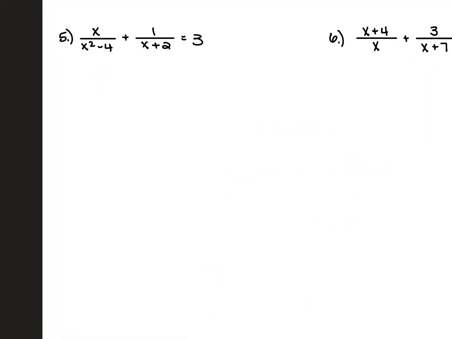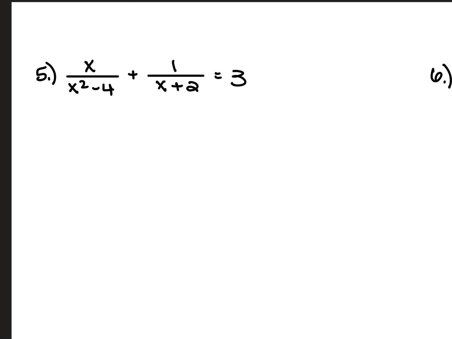If we look at number 5, we have x over x squared minus 4 plus 1 over x plus 2 is equal to 3. Now with this one, it's a little bit more difficult than the ones that we've done so far. The reason why is because that x squared minus 4 is not factored out. It does factor to be x minus 2 times x plus 2, which means your least common denominator for this is x minus 2 times x plus 2. So we're going to multiply everything by that x minus 2 times x plus 2.